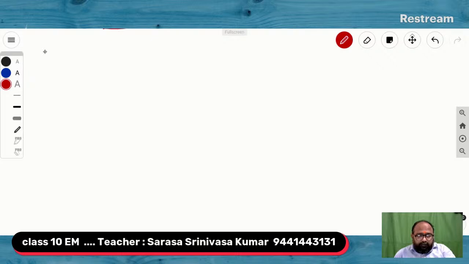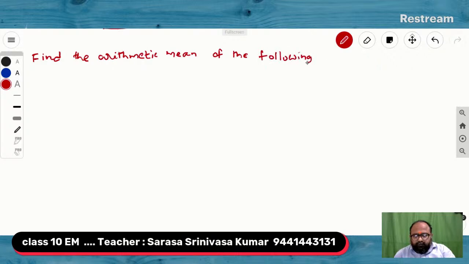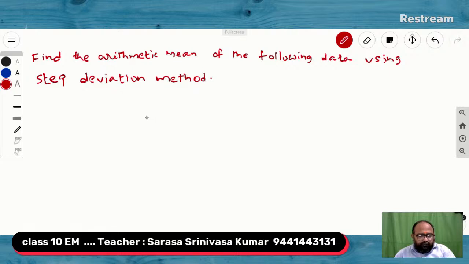Find the arithmetic mean of the following data using step deviation method. Now let us note down the problem.